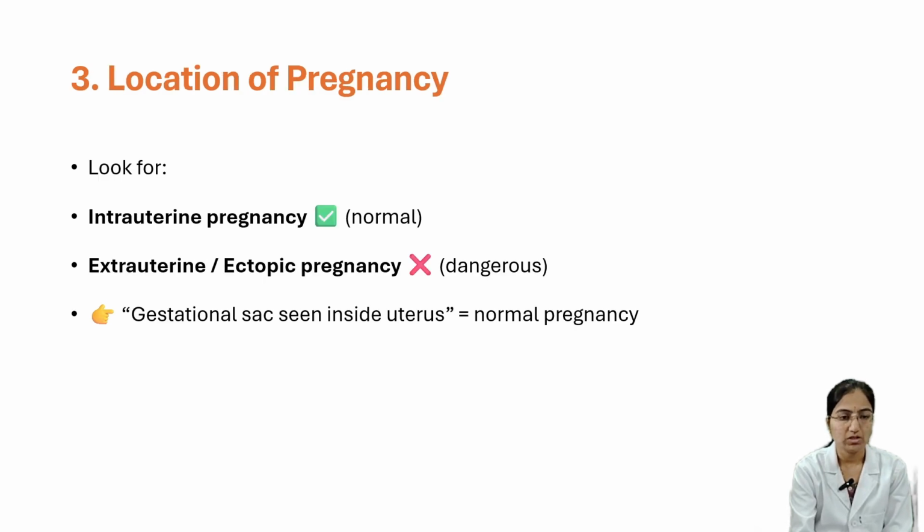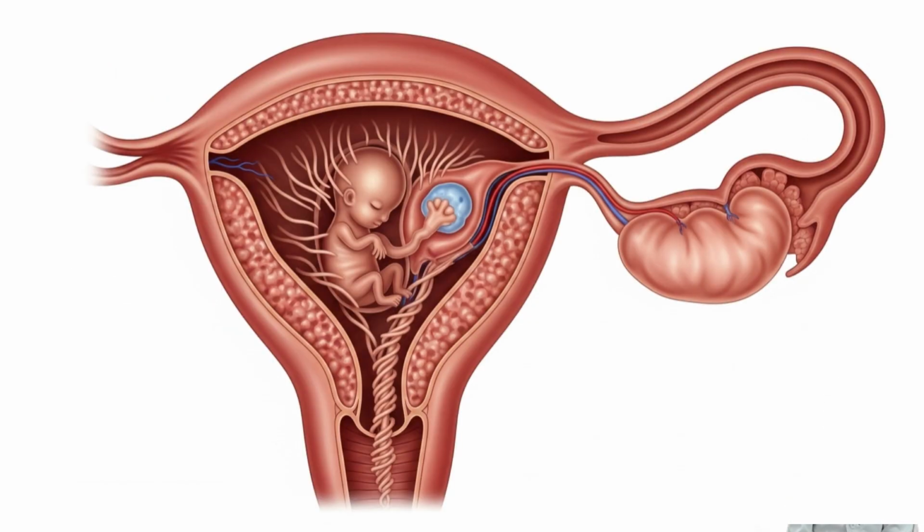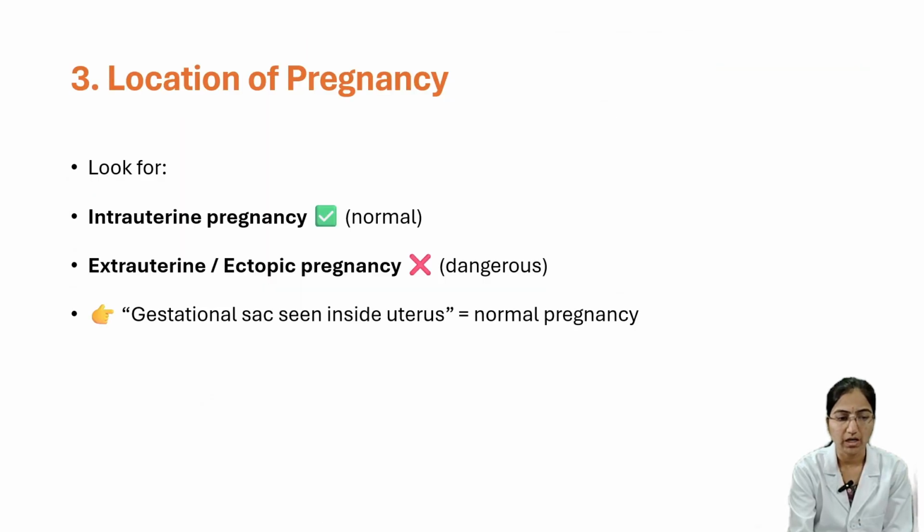And then next, importantly, we need to note the location of pregnancy. Here we need to look for intrauterine pregnancy. Intrauterine pregnancy means it is normal. And then extrauterine or ectopic pregnancy is dangerous. Here, if the gestational sac is seen inside the uterus, that means it's a normal pregnancy. The gestational sac has to be seen inside the uterus.